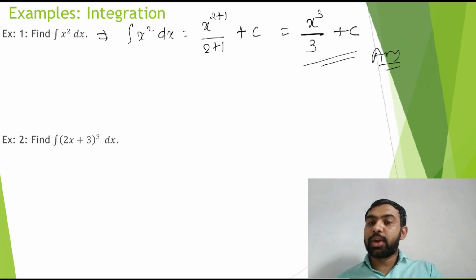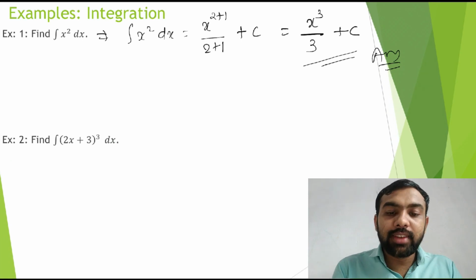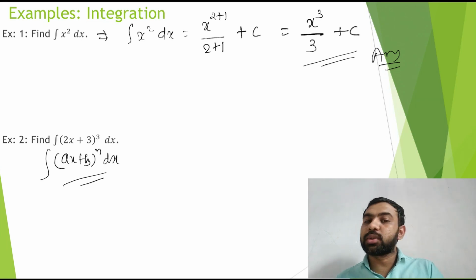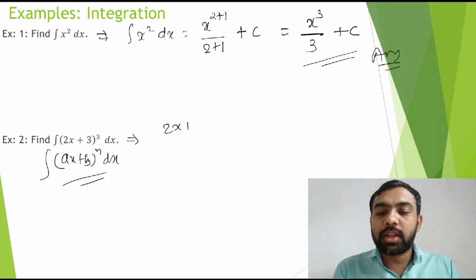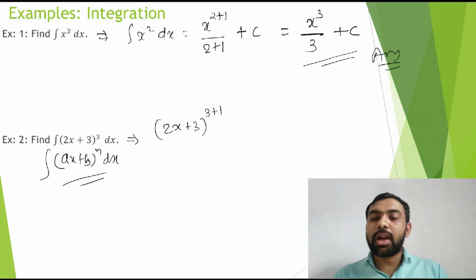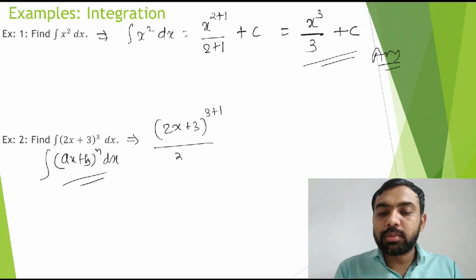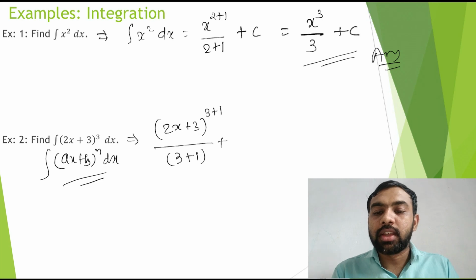So find integration of (2x plus 3) raised to 3. It's like (ax plus b) raised to n, integration dx, exactly similar to this one. So use this rule. So 2x plus 3, what is the power? 3. So it's increased by 1, upon the new power, which comes in the denominator. So 3 plus 1, plus c.